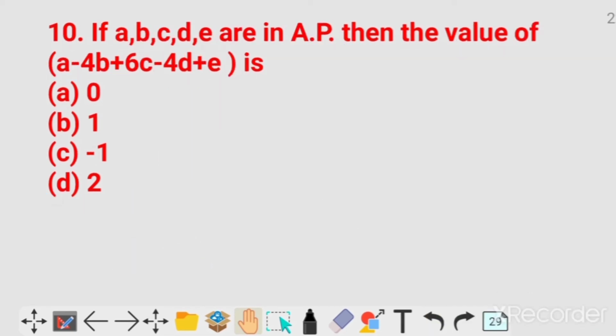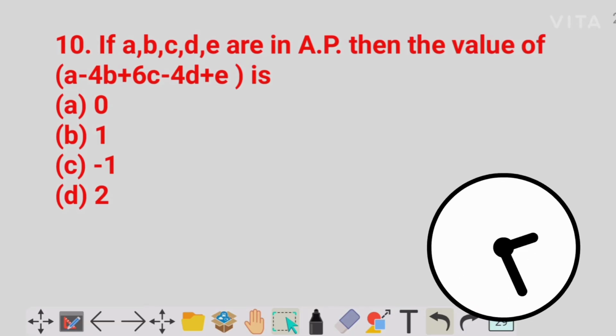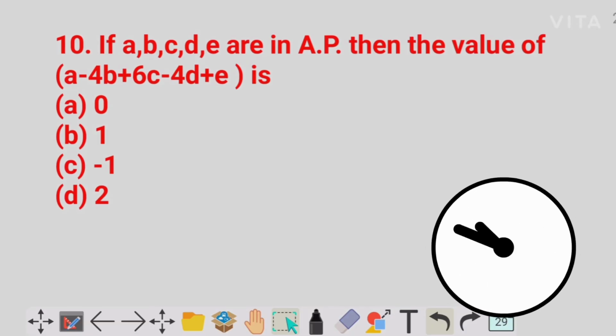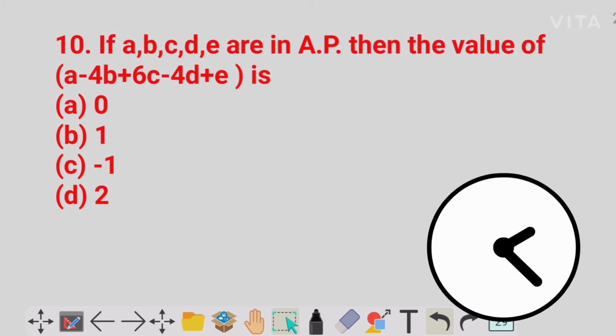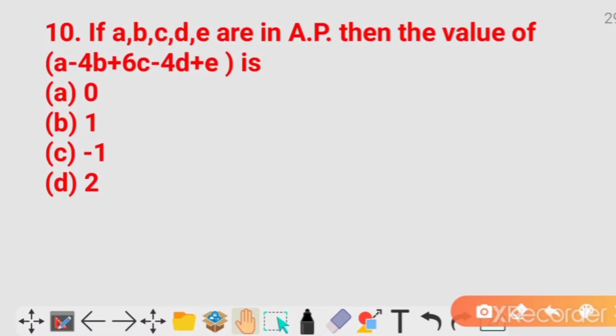Now the last question of the quiz is: if A, B, C, D, E are in AP, then the value of A minus 4B plus 6C minus 4D plus E is either 0, or 1, or minus 1, or 2. And your time starts now. Now the right answer is option A, that is 0.